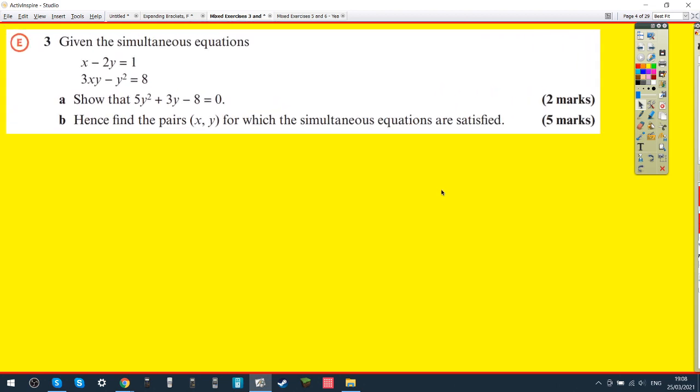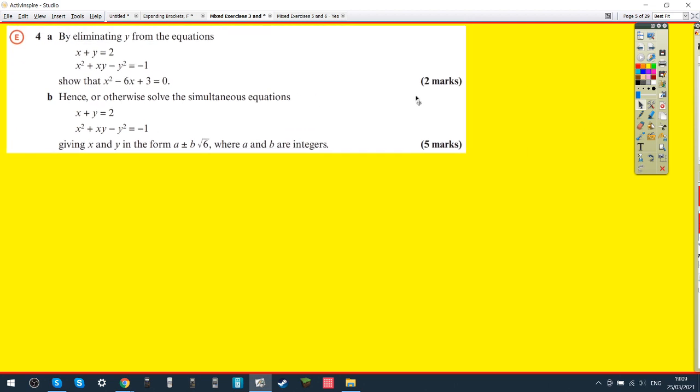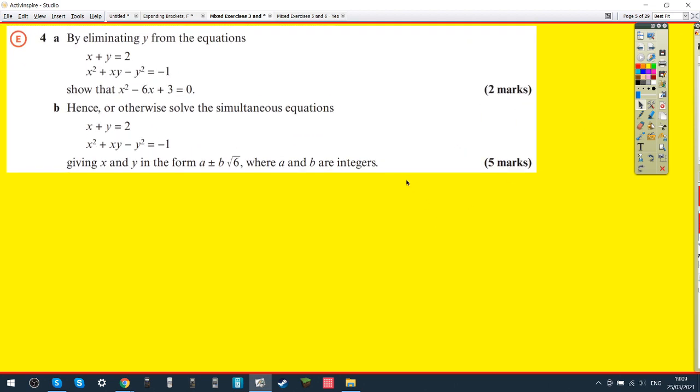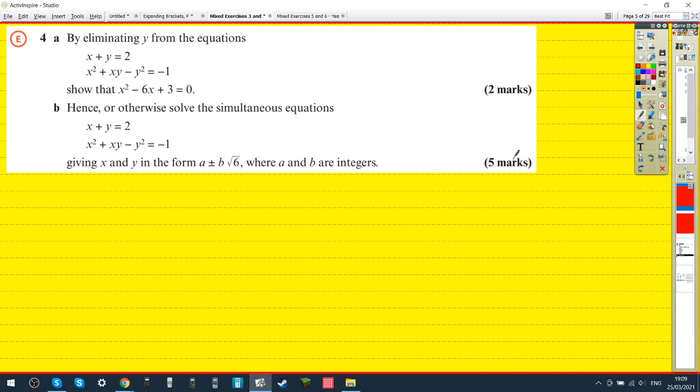Okay, let me see this one. This seems very similar. Let's take a look. Show that is that. Hence the pairs. I think you'll be fine for that one. See, it's the K type. That's the trickier one. Okay, we'll just go as far as the substitution bit. So how would you do part A?